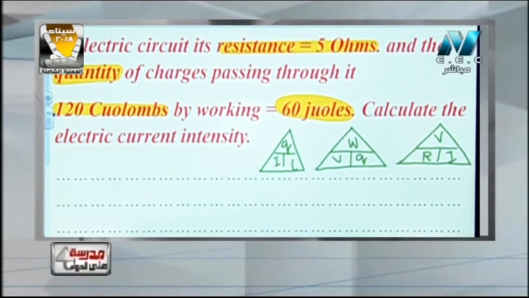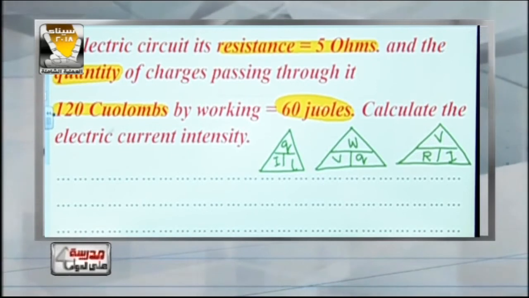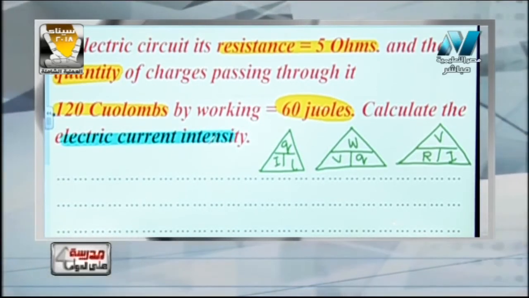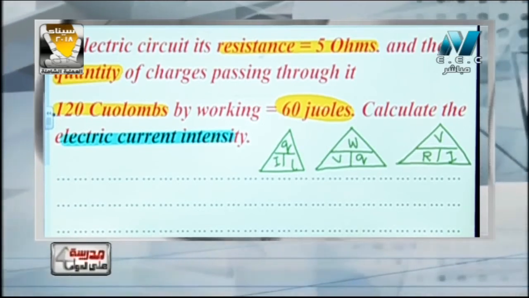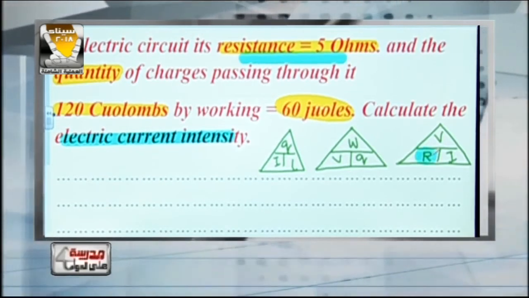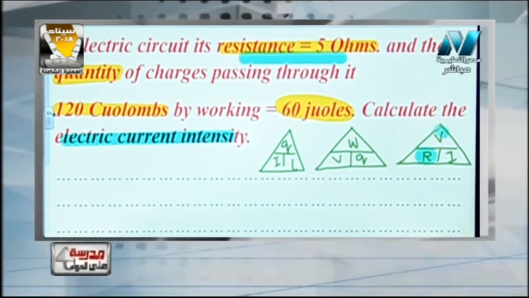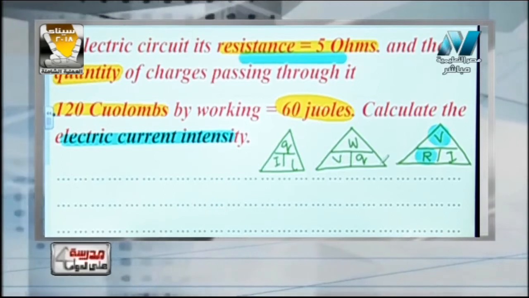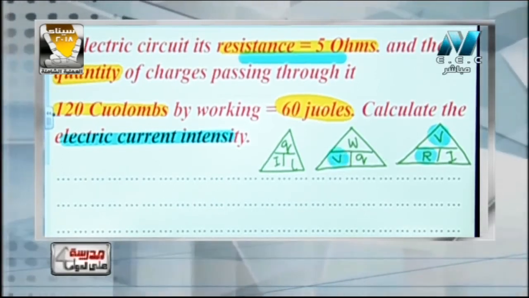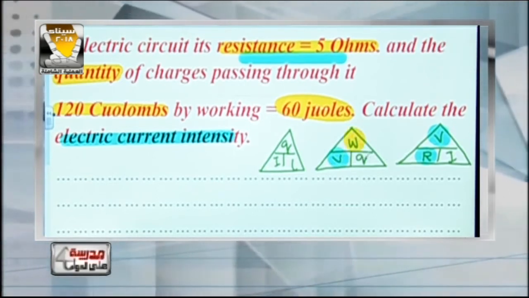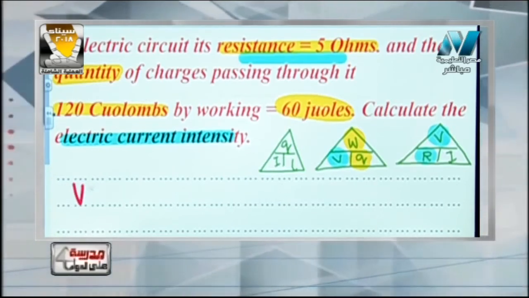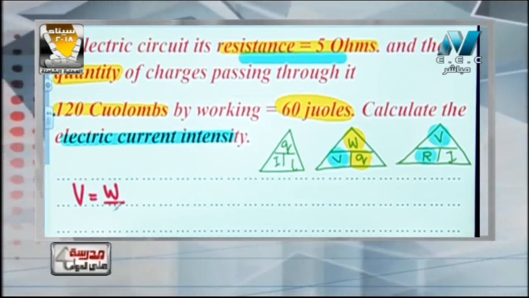In this problem we want to calculate what? Calculate the electric current intensity. So we have electric resistance, it's here, but we have no potential difference. But we can calculate the potential difference by using work done and the quantity of charge. So we will answer as V equal W over Q.